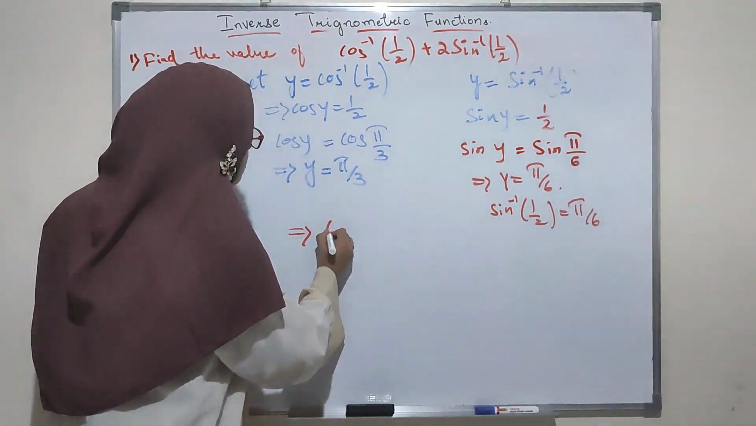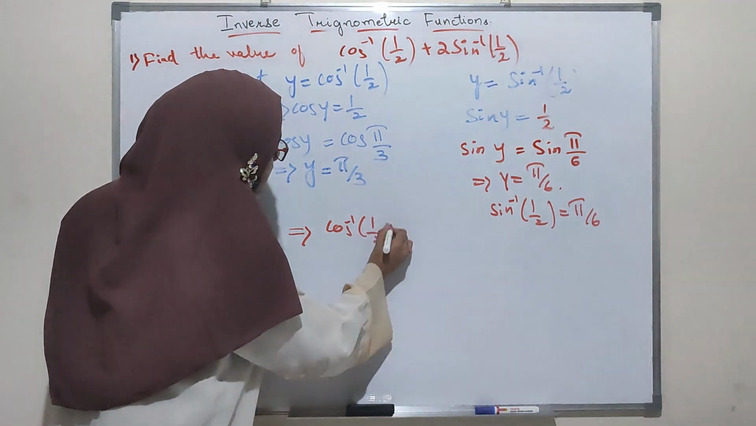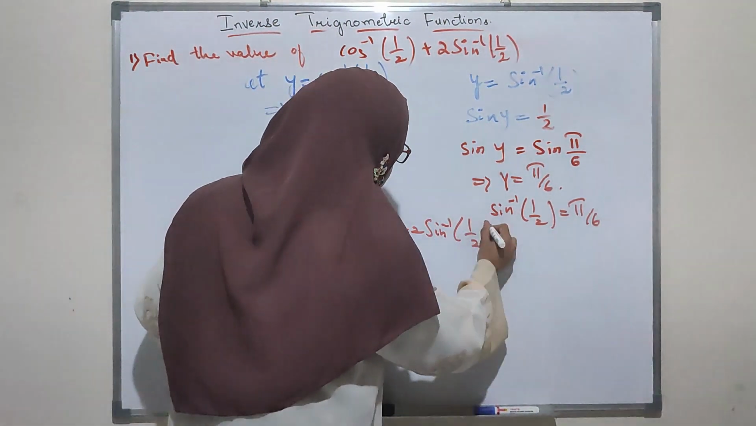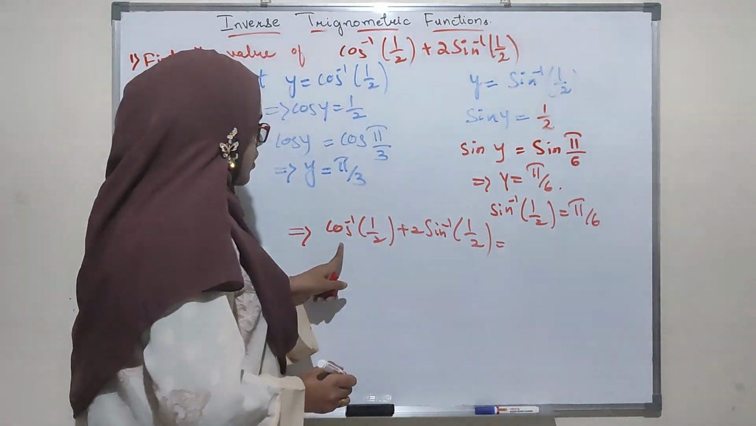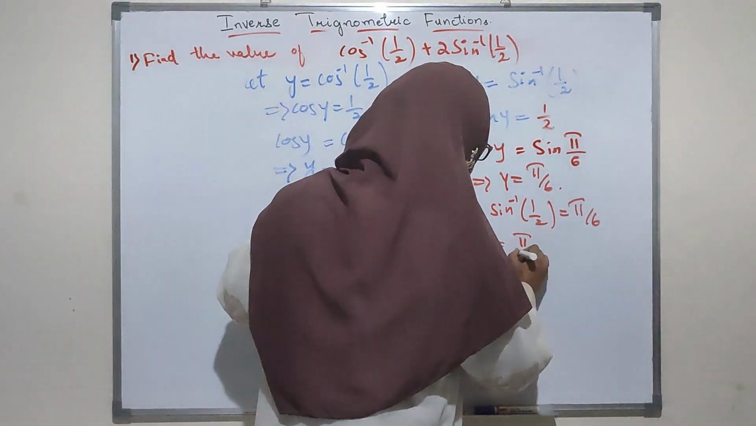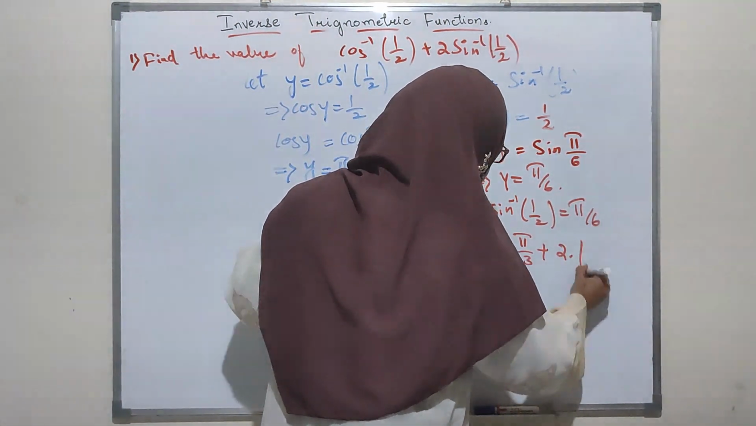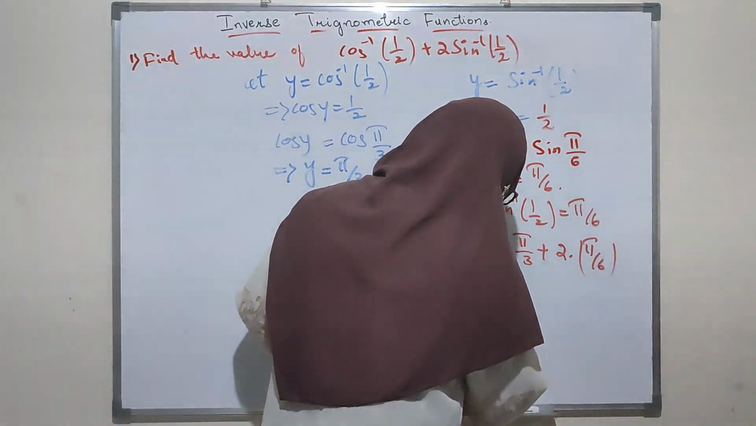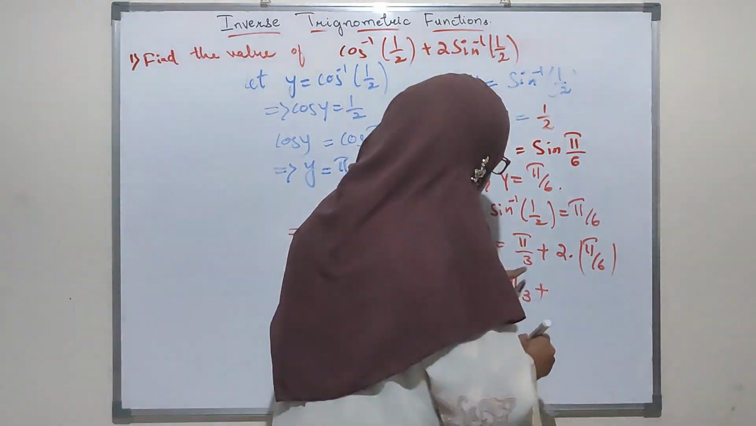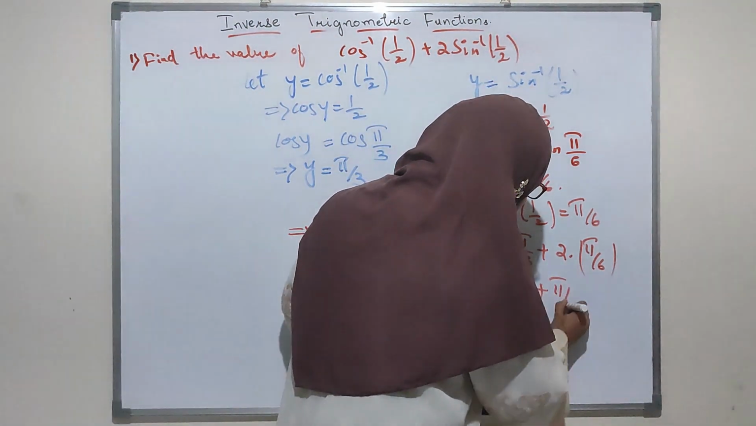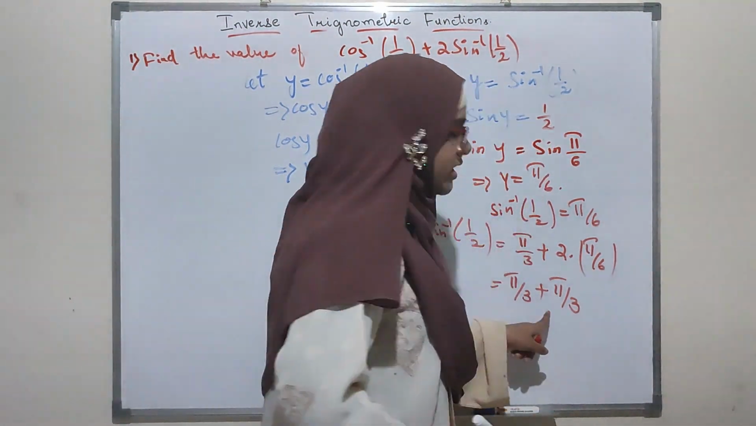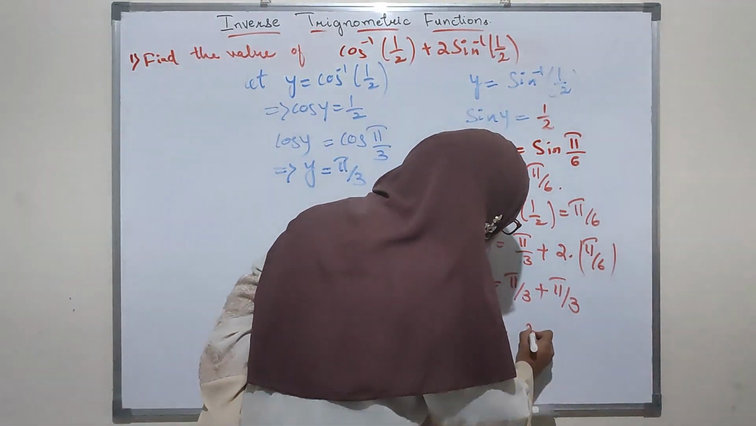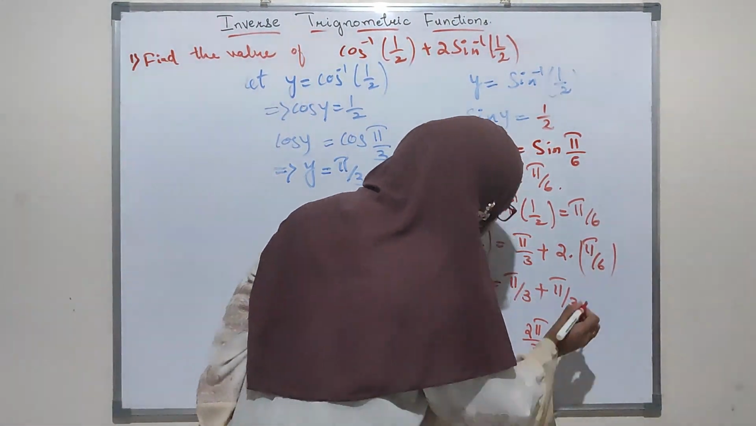This implies cos inverse of 1 by 2 plus 2 sin inverse of 1 by 2 is equal to: cos inverse of 1 by 2 we got as pi by 3, plus 2 times pi by 6. Okay, so pi by 3 plus 2 ones are 2, 2 3s are 6, so pi by 3. Here the denominators are the same, we can add directly, pi plus pi, 2 pi by 3.